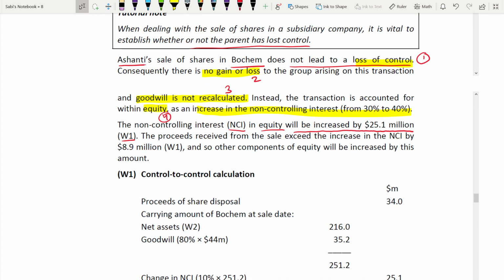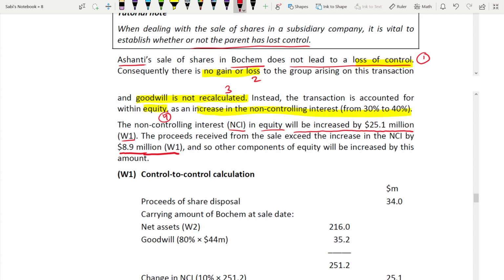Next, the proceeds received from the sale exit the increase in NCI by 8.9 million. Working again in working one, we'll see in working one. No worry. If you're not understanding the sentences, we'll see in the working one. But this sentence needs to be written. You have to write it in Word.